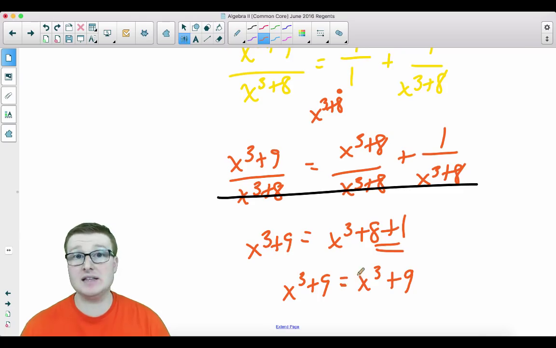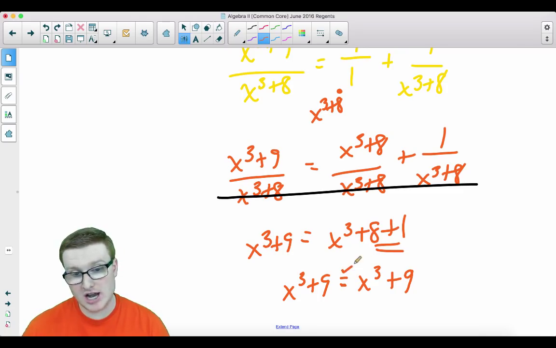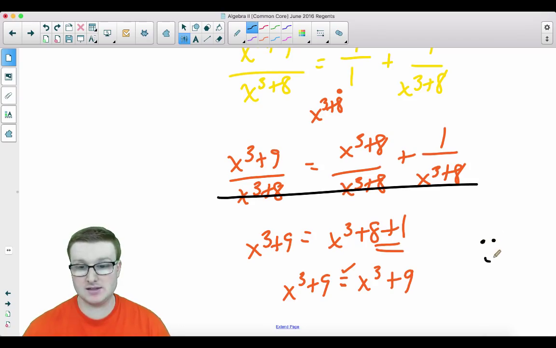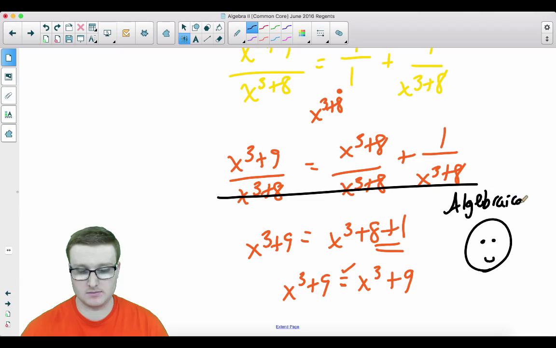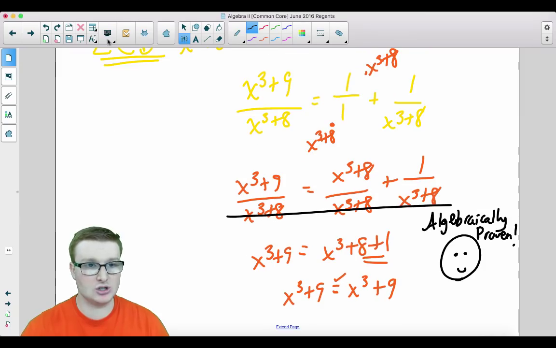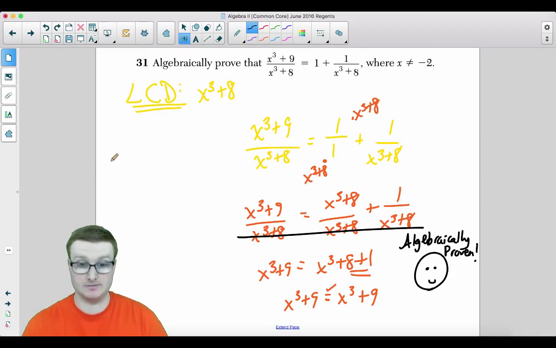Now to algebraically prove it, you just put a little check mark over the equal sign. That's how you algebraically prove it. You could even put a little smiley face and say algebraically proven. Done. And that is your answer to that question.